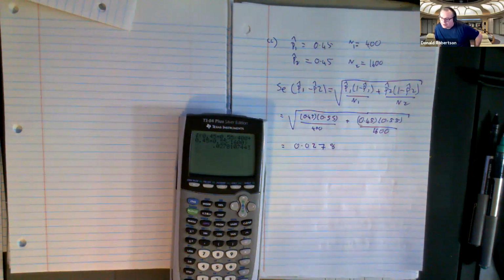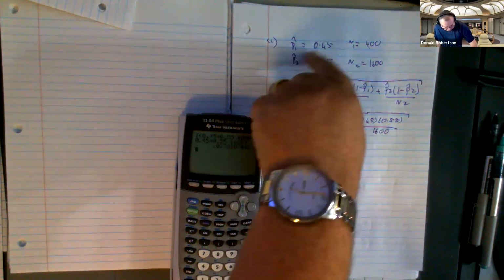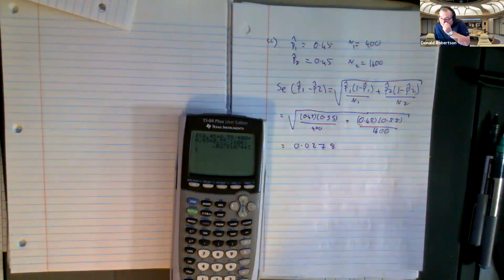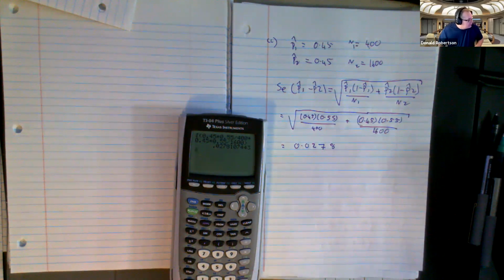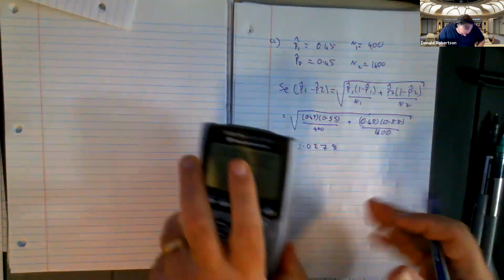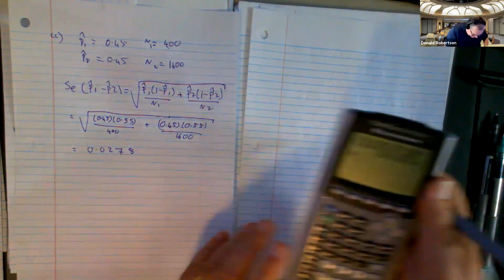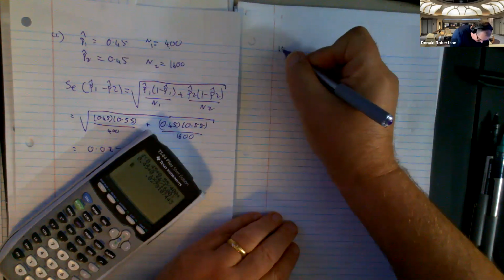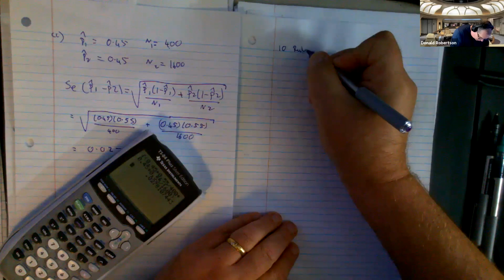Are you comfortable with that question then? If you tell me P1 hat and P2 hat, you can find the difference. If you tell me P1 hat, P2 hat, and the sample sizes, can't you now get the standard error as well? Are we good? Okay. Now, can anybody remember the 10 rule?